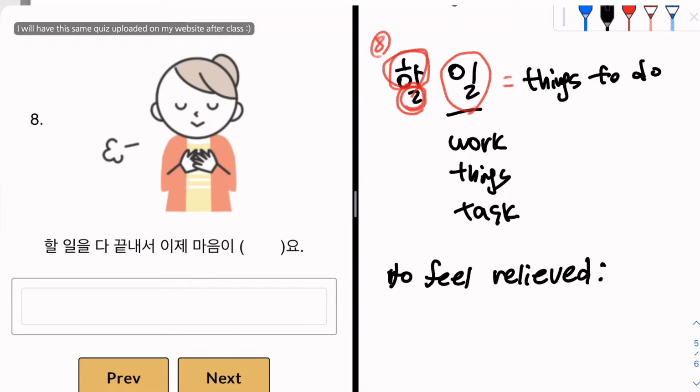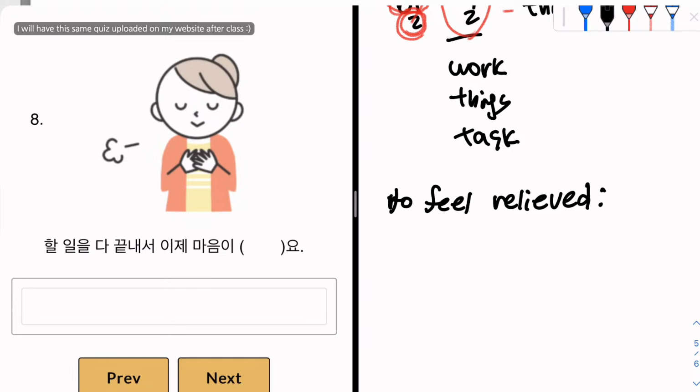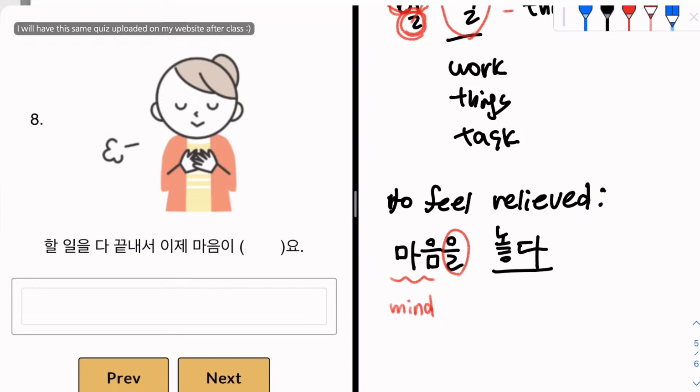And we learned how to say to feel relieved using one of the verbs in our vocab list. So 마음을 blank. Do you guys remember? It's used with 마음을, so 마음 means mind. It can also mean heart. If you say 마음을 놓다, it literally means to place your mind somewhere. So it's like putting your mind down. When you put your mind down, you're no longer tense or nervous about something, and you feel relieved.